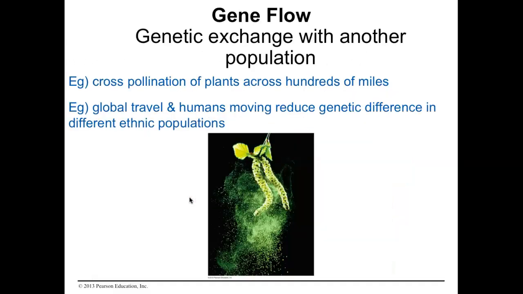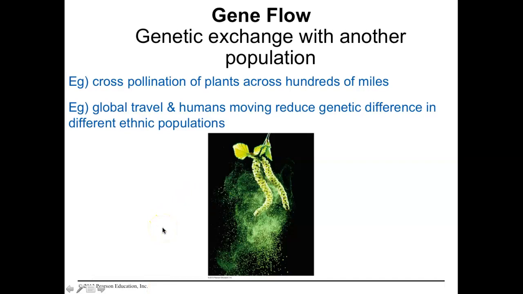Okay, and the next one is called gene flow. Gene flow is where genetic exchange is done with another population. It may result in the gain or loss of alleles. Gene flow tends to reduce the genetic differences between populations, making populations more similar.